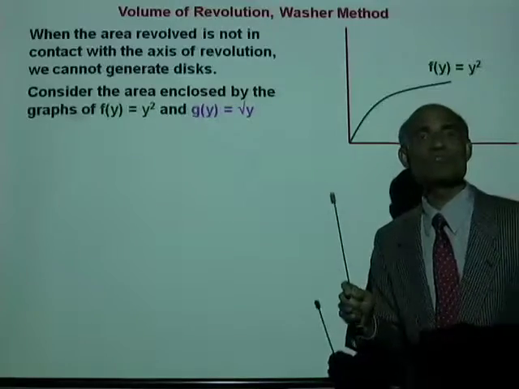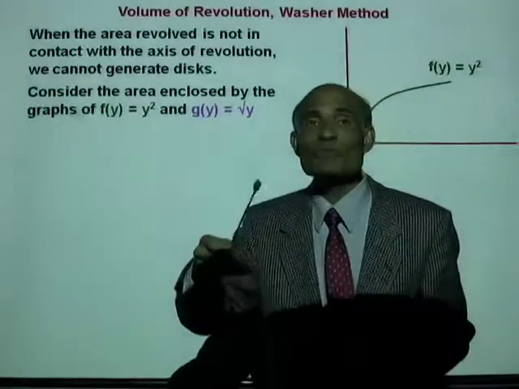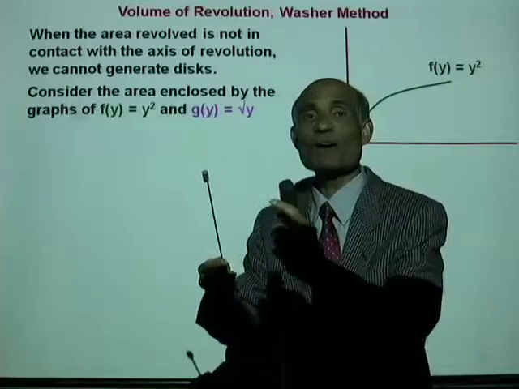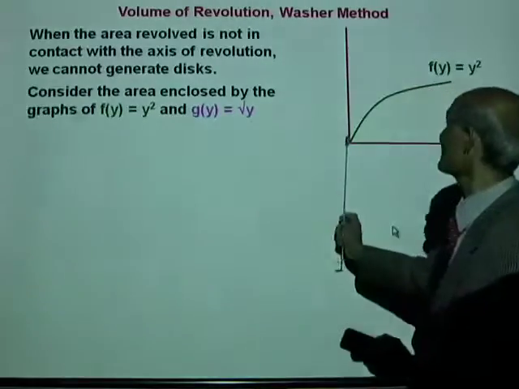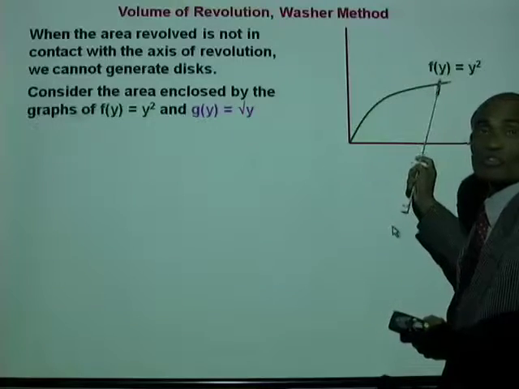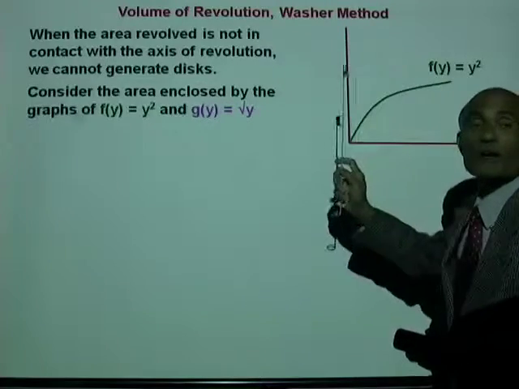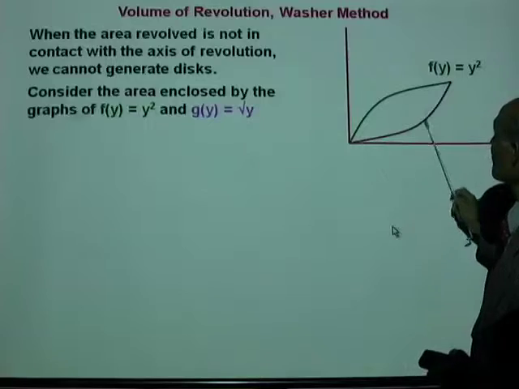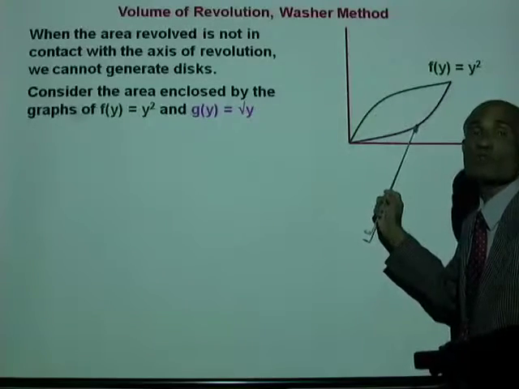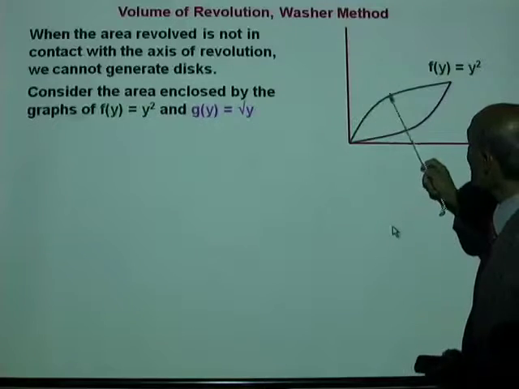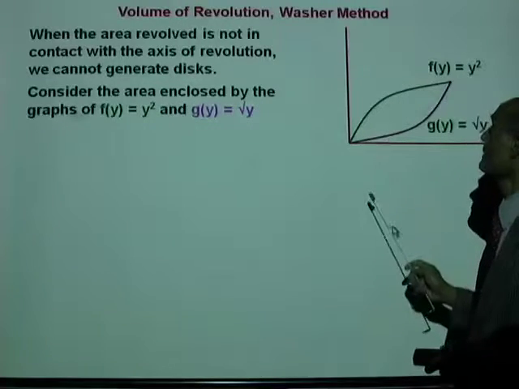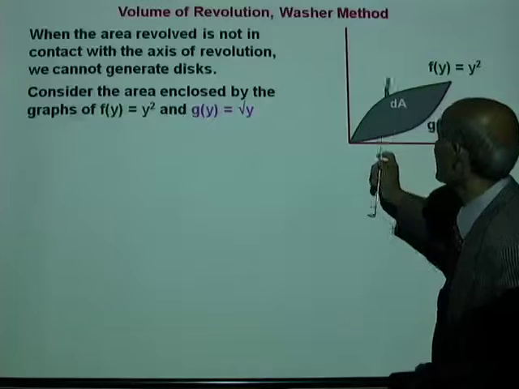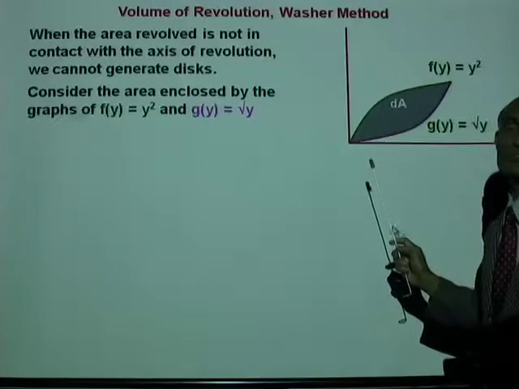Remember, f of y equal to y squared is the same as x equal to y squared. And can you express that as a function of x? If x equal to y squared, then y equal to square root of x. That's the graph of this. So, this is the graph of x equal to y squared or y equal to square root of x. Alright. Now, this is the graph of x equal to square root of y. Now, can you imagine the area enclosed by this? That's the area enclosed by this, and we need to revolve this area, let's say, about the y-axis.